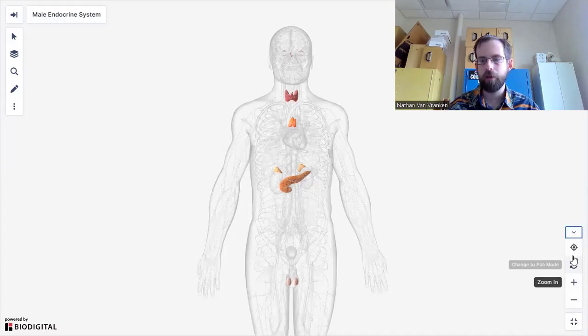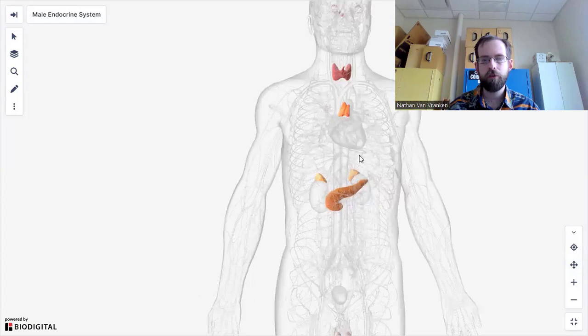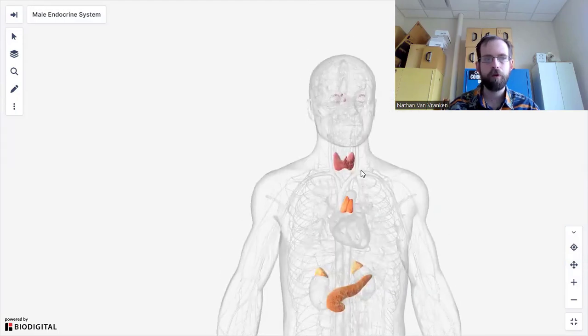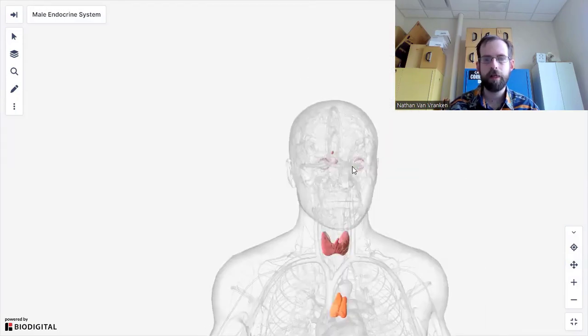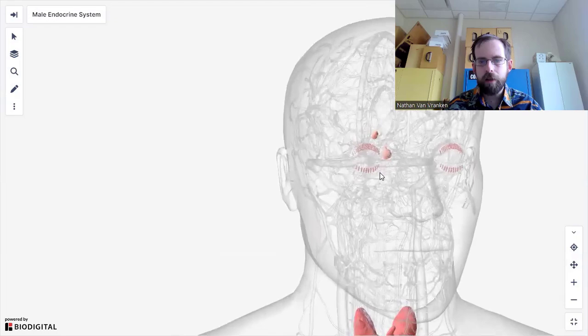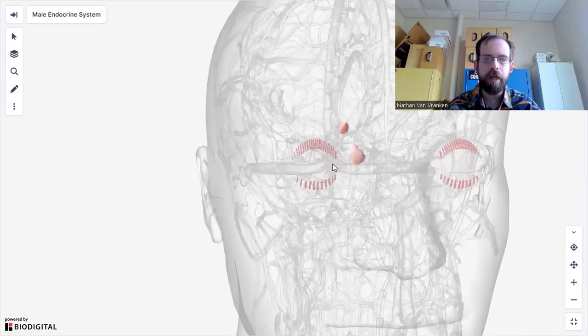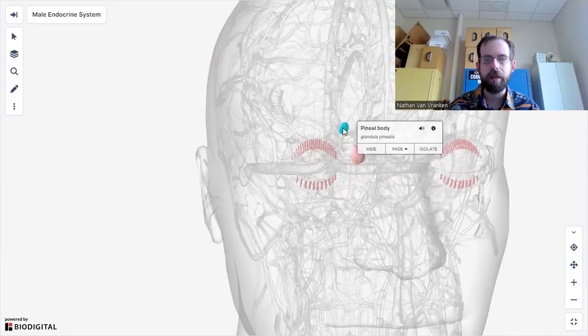So we can actually take a look at this body structure right here. I am going to pan and move it over just a little bit and then zoom in. And we're going to take a look in the brain right now. And we need to zoom in because a lot of the structures in the human brain that deal with the endocrine system are going to be very, very tiny.